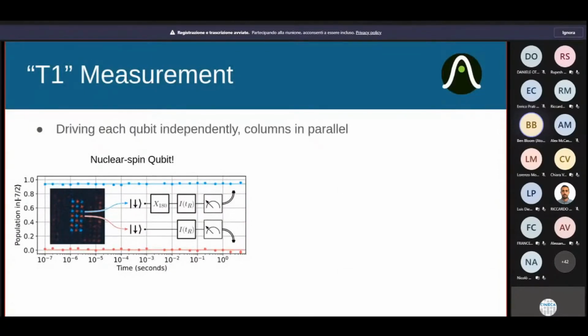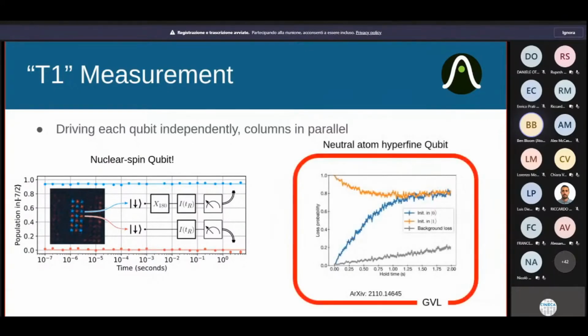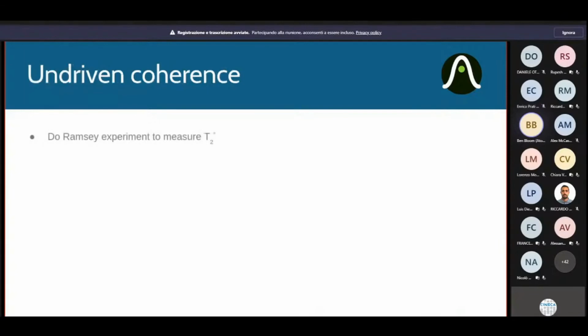The cool thing about the nuclear spin qubit is that it just does not interact with the environment. It does not even interact with your trapping lasers, such that at the end of the day, the T1 is effectively infinite. And this is in comparison to neutral atom qubits based on alkali atoms, where there's a lot of differential coupling between the two qubit states, and you get this effective T1.